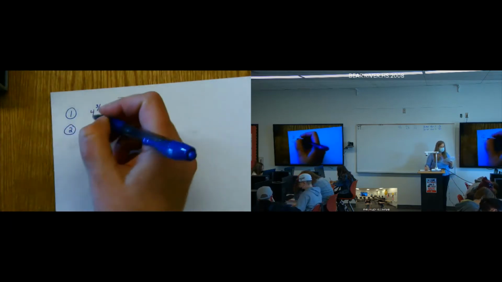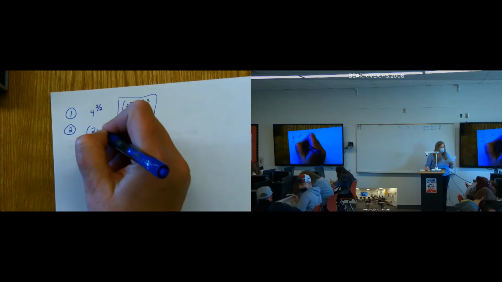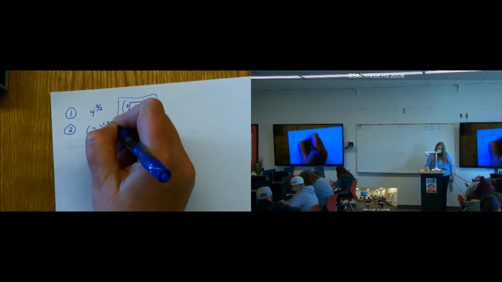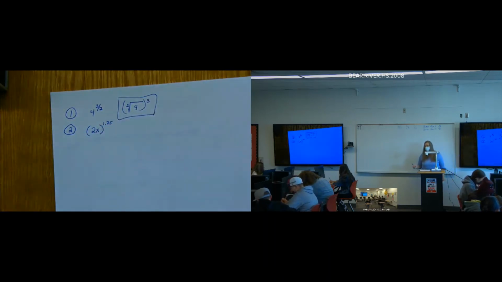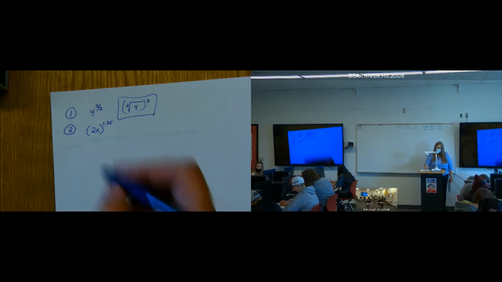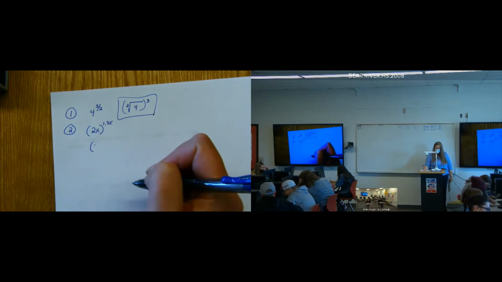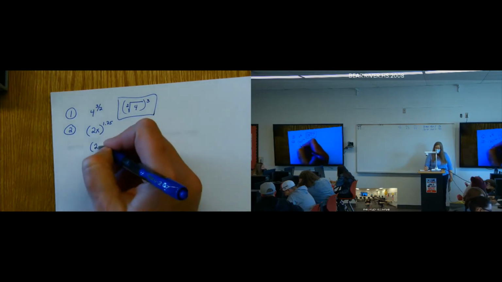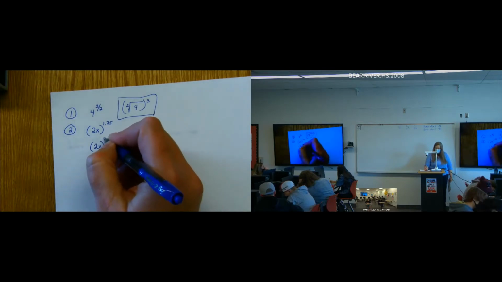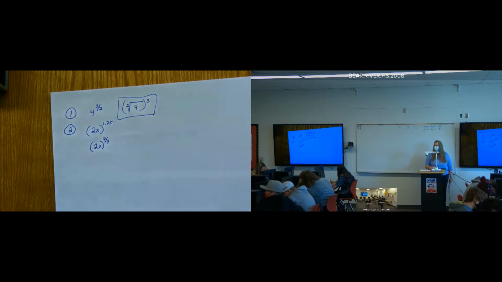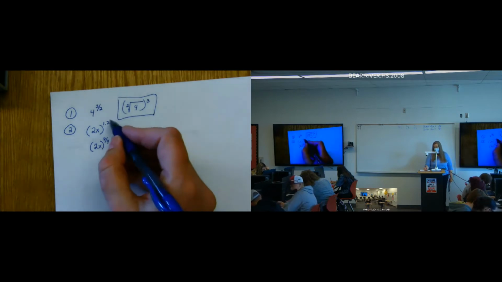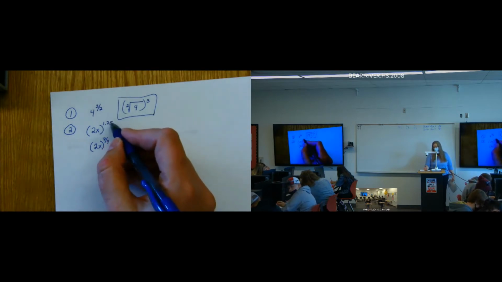Number 2. Ready? 2x to the 1.75. I'm supposed to write it in radical form. Okay, Maddie. What do you want me to change it to? What am I changing to? 7/4. So I'm going to leave this 2x here, right? And this is 7/4. How did you know that? This is 3/4 plus 1 is 4/4. 4 plus 3 is 7/4.